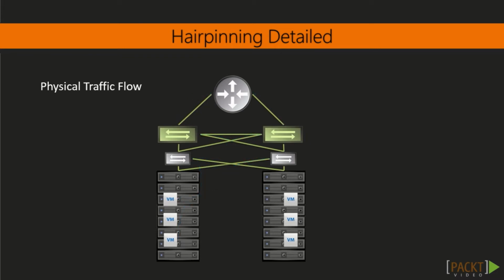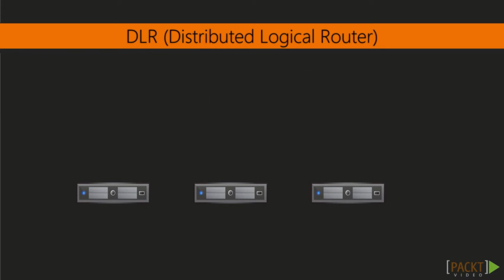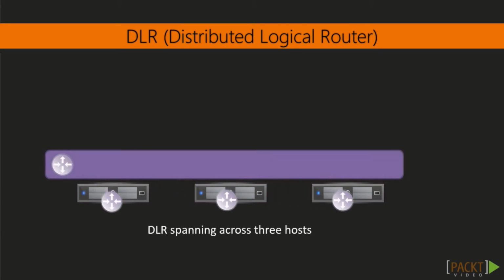Within NSX, we have something called a DLR. That's a distributed logical router. So instead of using the central physical router for the east-west traffic, we could use the DLR. So the virtual machines are not using the central router anymore, and instead of that, they're using the DLR. As we have mentioned in the first module, the DLR is a kernel module, so it's installed on each host.